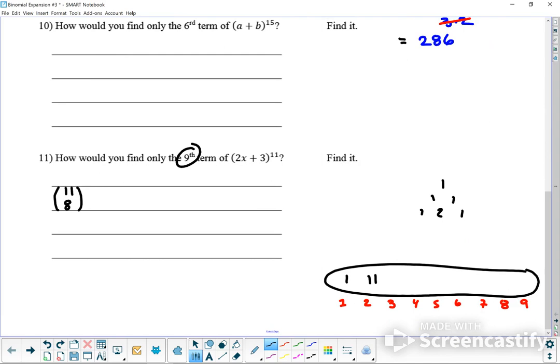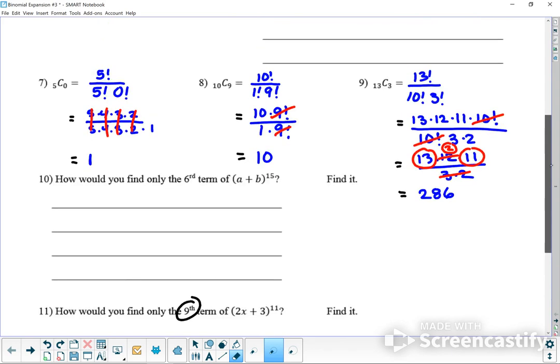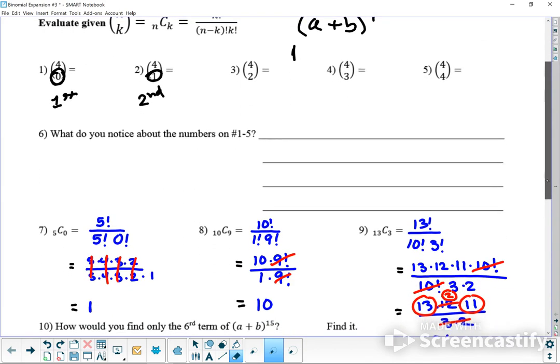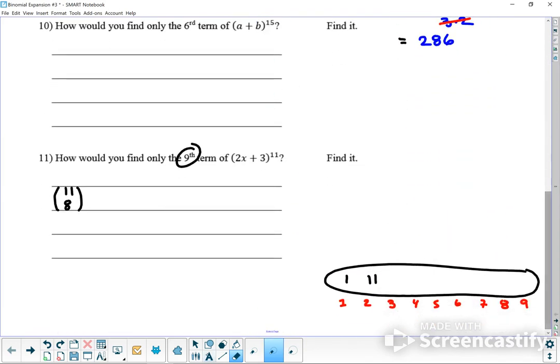Okay? So we need to find out what 11 choose 8 is. And we need to use our formula for that, this one here, up here. Okay, n factorial divided by n minus k factorial times k factorial. So to do this, we're going to use 11 factorial over 11 minus 8, which is going to be 3 factorial, and then times 8 factorial.